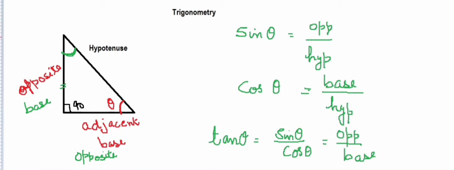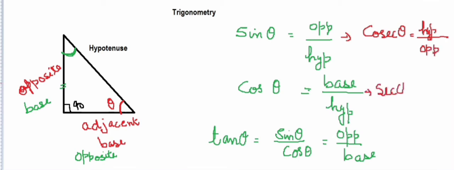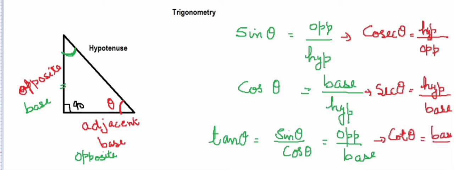Now we come to the rest 3. The rest 3 are reciprocals of these. Sine theta's reciprocal is cosec theta. So cosec theta can be written as hypotenuse upon opposite. Similarly, the reciprocal of cos theta is your sec theta. Sec theta can be written as hypotenuse upon base. Now the reciprocal of tan theta is cot theta. So cot theta can be written as cos theta upon sin theta, or you can write it as base upon opposite.